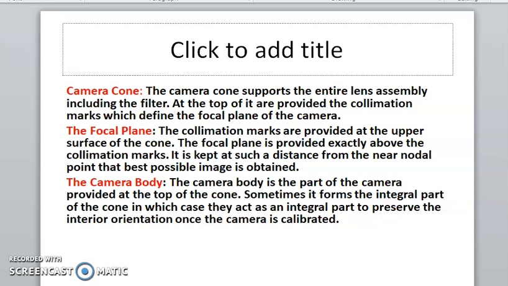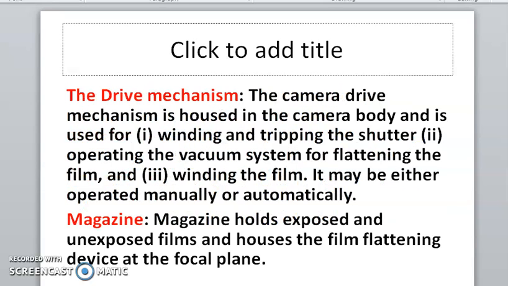Drive mechanism. The drive mechanism is housed in the camera body. It is used for winding and trapping the shutter and operating a vacuum system for flattening the film, and winding the film. The magazine holds exposed and unexposed film and houses the film platen at the focal plane.